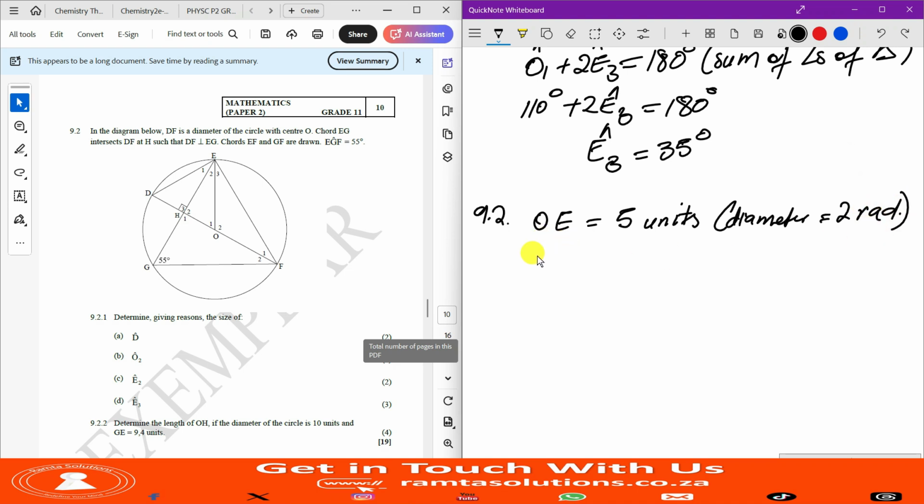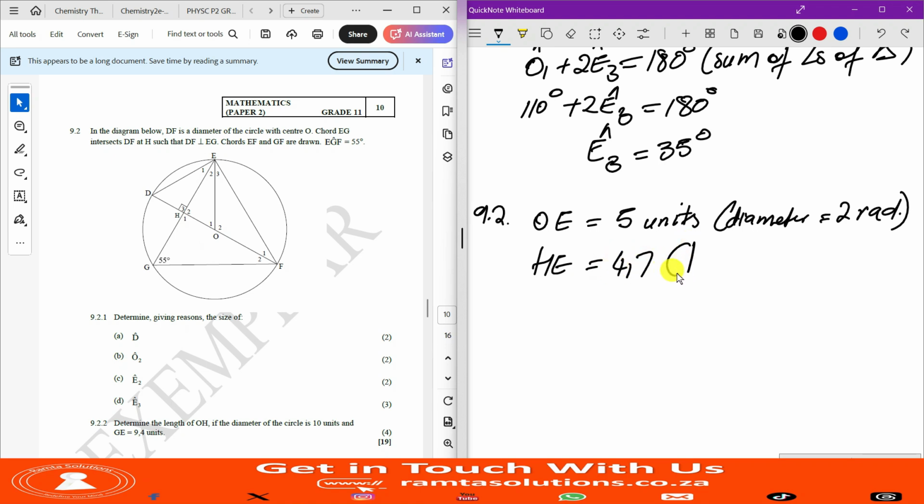It's something we know. Then I will say HE. But is it necessary to even go that route? But yeah, let me just go there. I will say HE equals, remember we have HE. Do we have HE? Yes, because GE is 9.4. So HE will be half of 9.4, which is 4.7. HE is 4.7. Why? Perpendicular from center bisects chord.